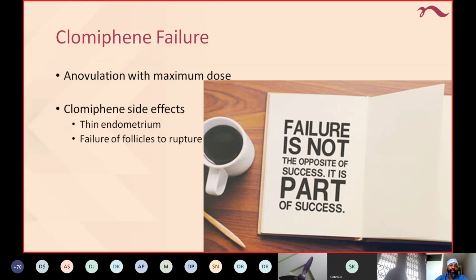And there are side effects, like follicles failing to rupture or a very thin endometrium. This is a possible clomiphene citrate side effect, because it causes estrogen deficiency. When there is estrogen deficiency, a thin endometrium is a possibility, because there is no estrogen, which is required for endometrial growth. And no follicular rupture is also very commonly seen in clomiphene cycles.